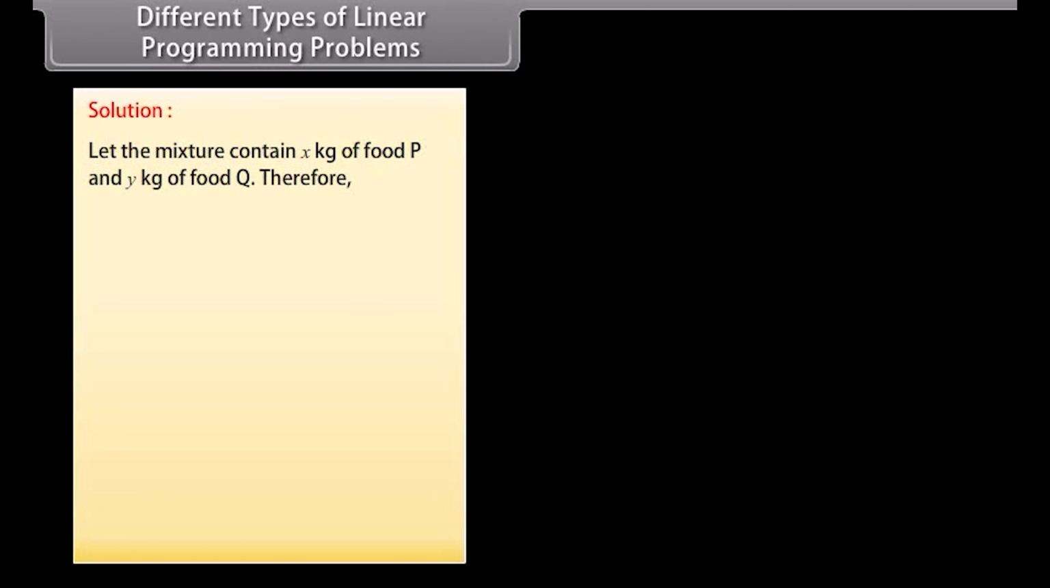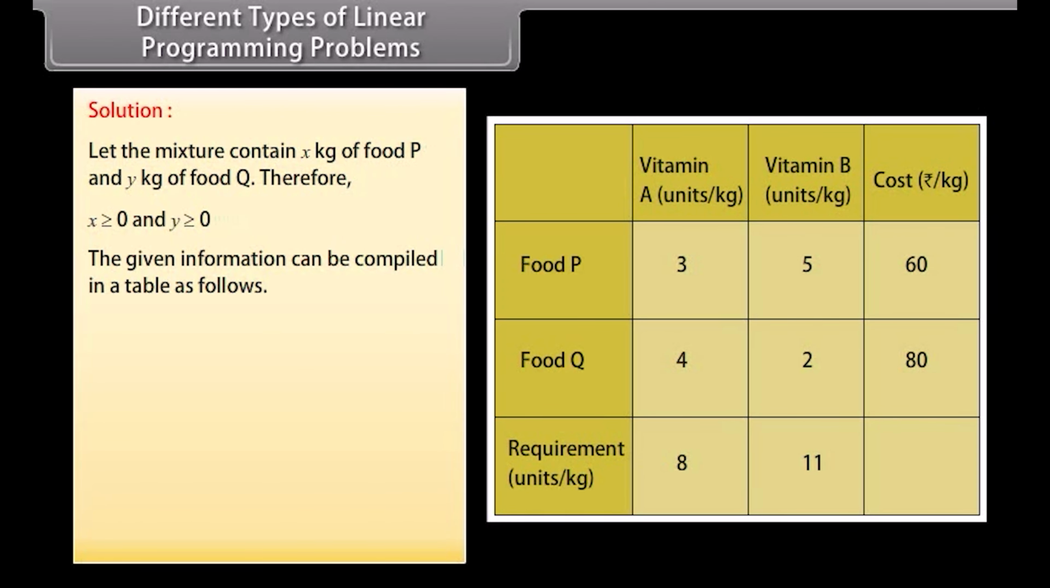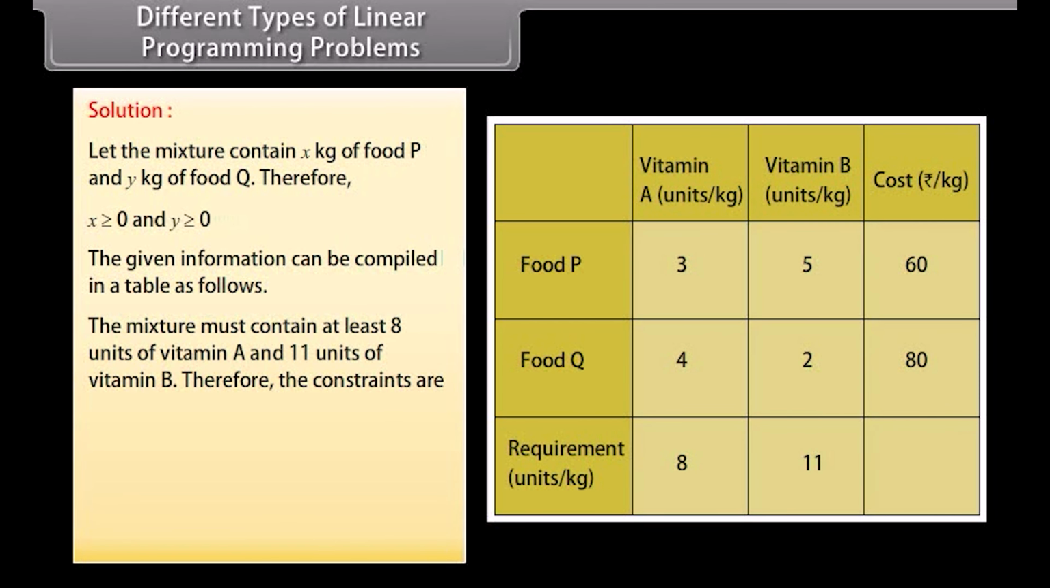Solution: let the mixture contain x kg of food P and y kg of food Q. Therefore, x is greater than or equal to 0 and y is greater than or equal to 0. The given information can be compiled in a table as follows. The mixture must contain at least 8 units of vitamin A and 11 units of vitamin B. Therefore, the constraints are 3x plus 4y is greater than or equal to 8. 5x plus 2y is greater than or equal to 11. Total cost Z of purchasing food is Z equals 60x plus 80y.